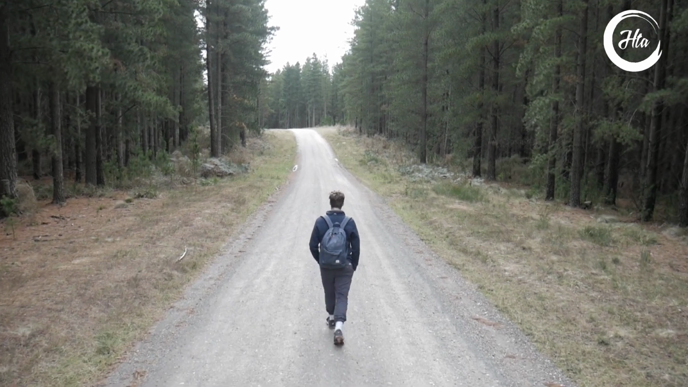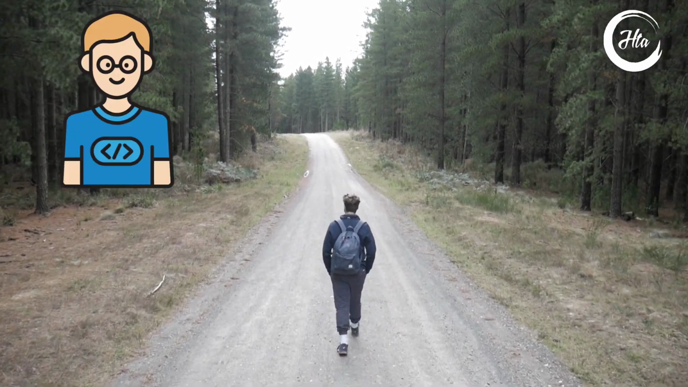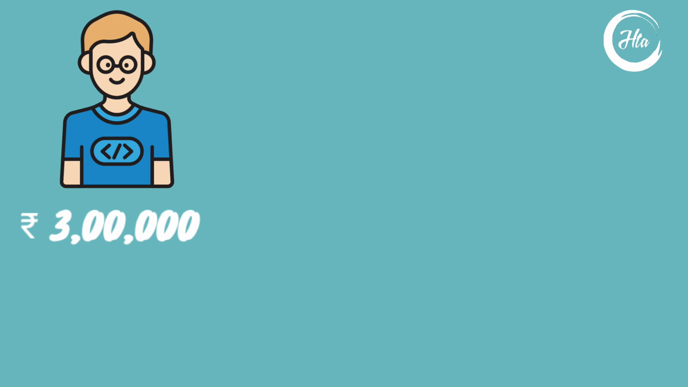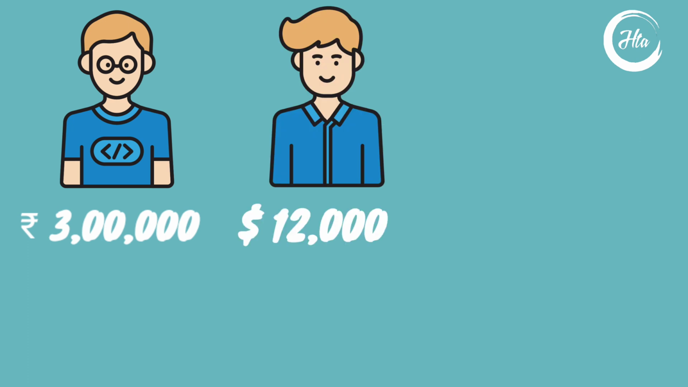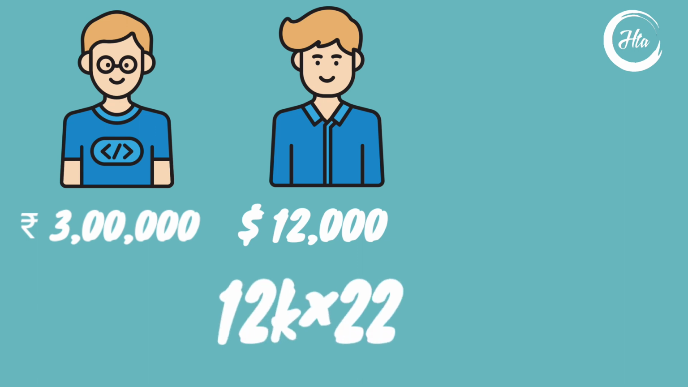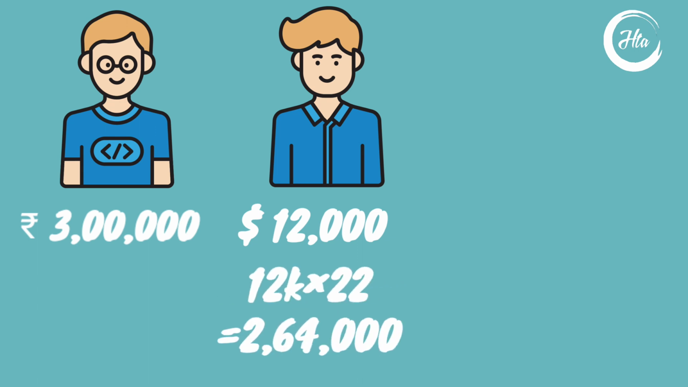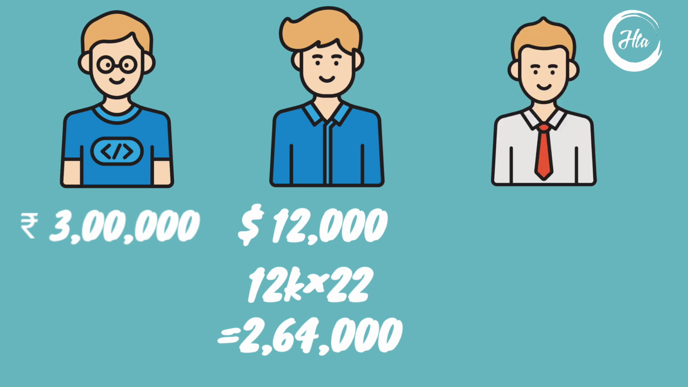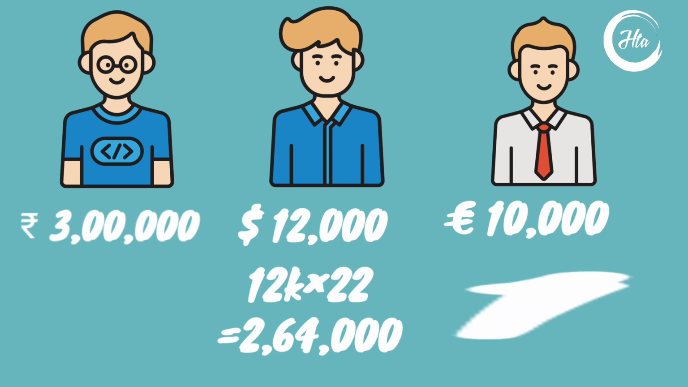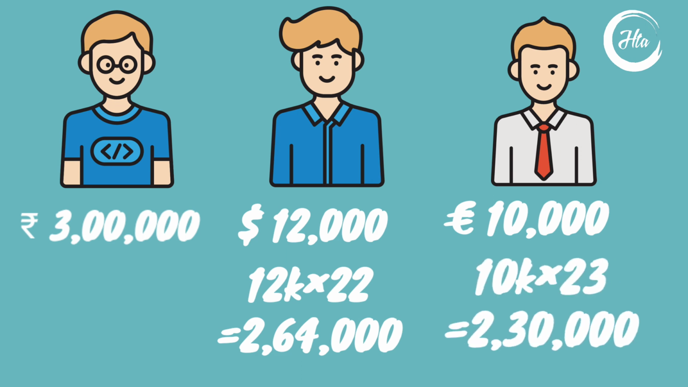Now let's go back to the salary part. So we know the first one is getting 3 lakh Indian rupees. The second one was getting 12,000 US dollars, and according to PPP, that is 12,000 into 22 equals 2 lakhs 64,000. And now the third one was getting 10,000 euros. According to PPP, it is 10,000 into 23, which equals 2 lakh 30,000. And now we can see which is the best salary according to the cost of living in the particular country.